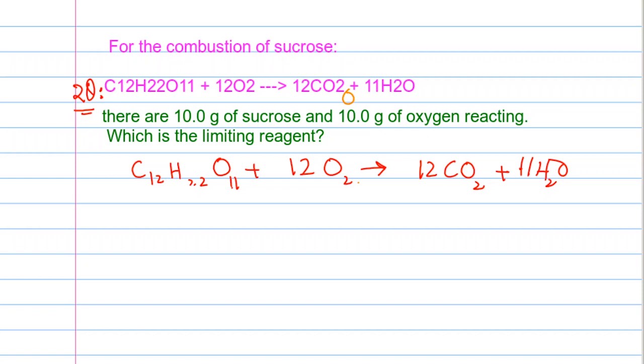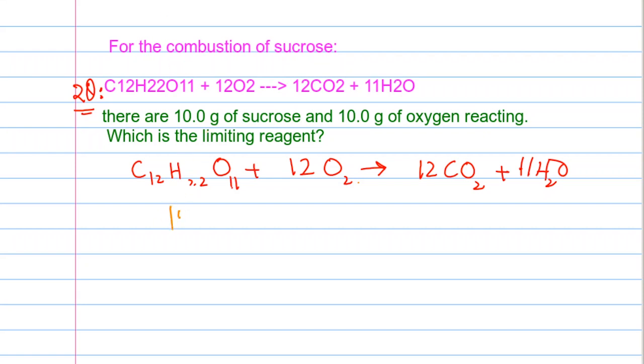For the combustion of sucrose, the equation is given to you. There are 10.0 gram of sucrose and 10.0 gram of oxygen reacting. Which is the limiting reagent? So we have to calculate what the limiting reagent is here. Remember, whenever we get a chemical equation, it tells the standard values which are going to react, the exact amounts that react with the reactants and give the products. So the amounts which are reacting over there, we have to calculate.